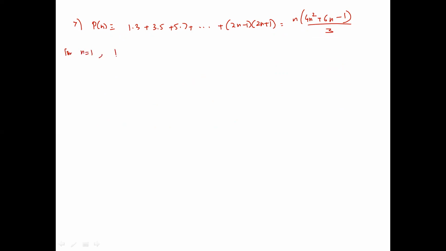Let's go to question number 7. In question number 7, the P of n statement is 1 into 3 plus 3 into 5 plus 5 into 7, and so on, plus 2n minus 1 into 2n plus 1, equal to n into 4n squared plus 6n minus 1 by 3. So first, for n equal to 1, we will take P of 1's left hand side, that is the first term, and that is 3. On right hand side also, I will put n equal to 1. 1 into 4 plus 6 minus 1 by 3. 10 minus 1, 9 by 3. Or it is 3.